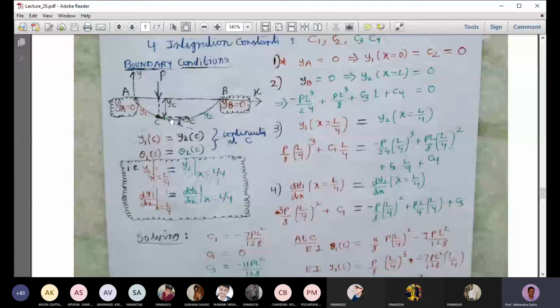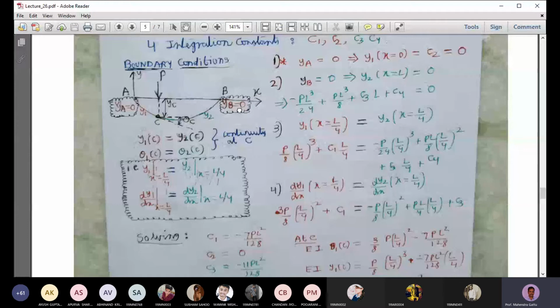So the first boundary condition is easy. At A there is restraint in the y direction, so yA is 0. Similarly at B there is restraint in the y direction, so yB is 0. So what you can say is y1 of x equal to 0 is 0, and here the deflected curve is y2, so y2 of x equal to L is 0. So we have those two boundary conditions.